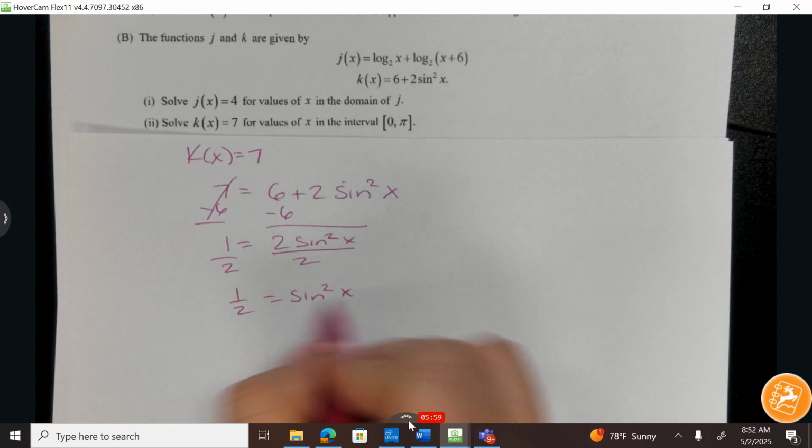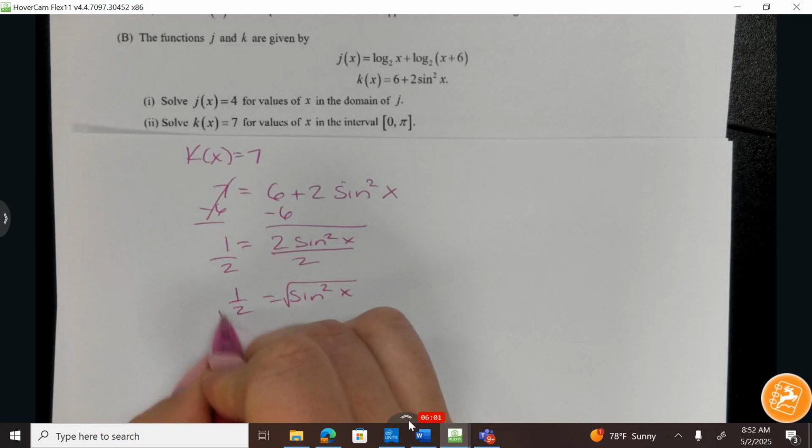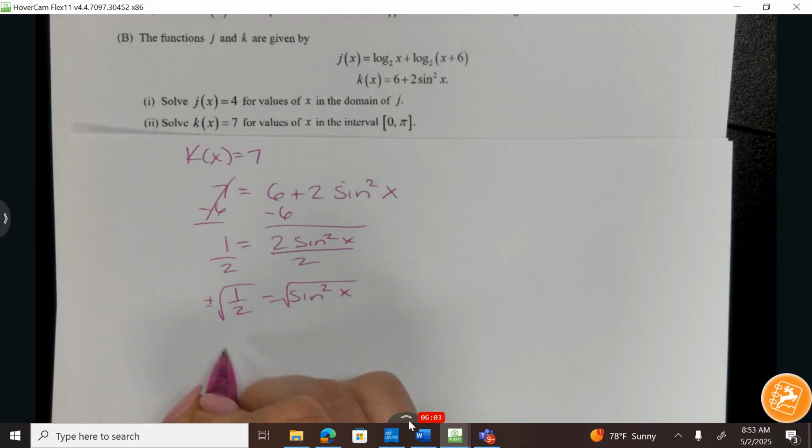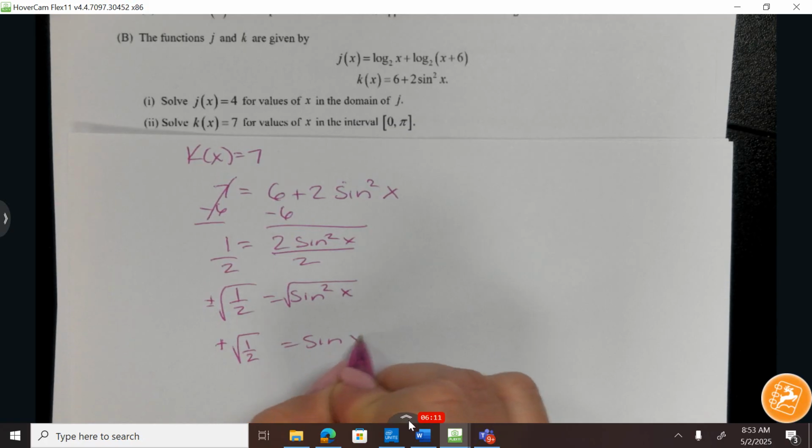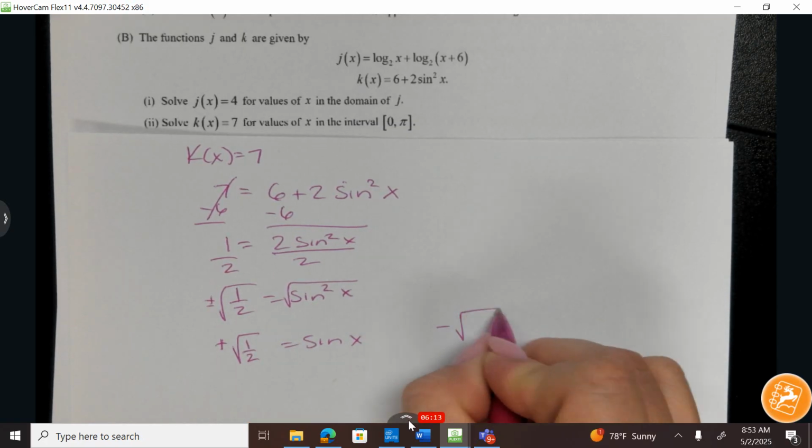Okay, so in order to isolate the sine, I'm going to take the square root. Now, as a reminder, I'm going to have 2 answers, plus or minus. So I want to know 2 things. I want to know when the square root is equal to positive 1/2, and I also want to know when it is equal to negative.